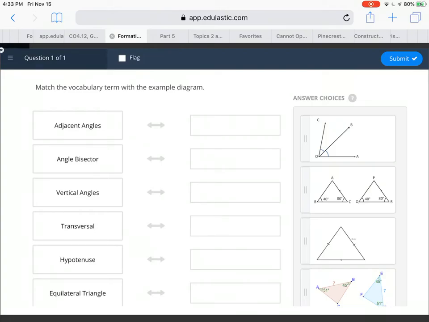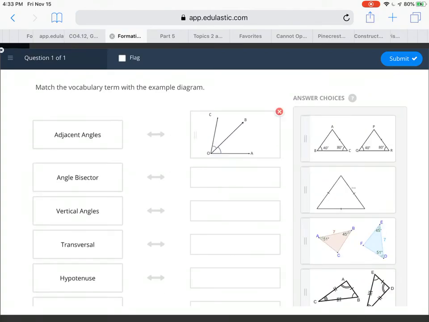So my first word is adjacent angles. So that would be this first picture. They're adjacent because they share the vertex O and the ray OB. Okay, the next one is angle bisector.